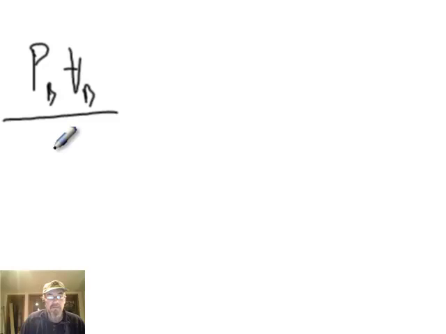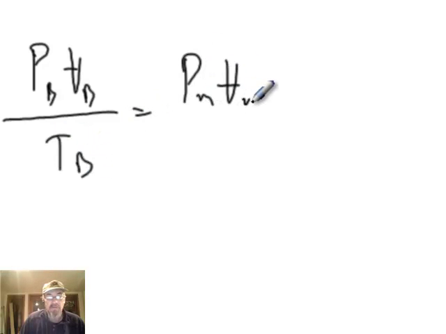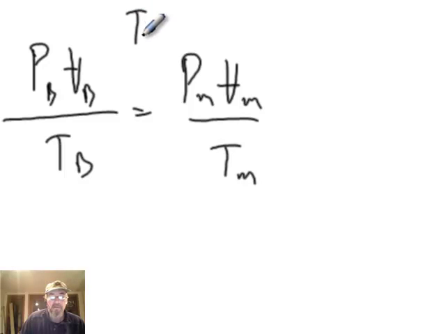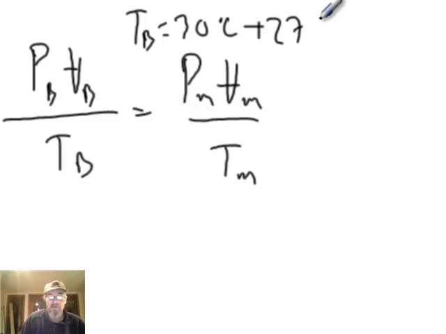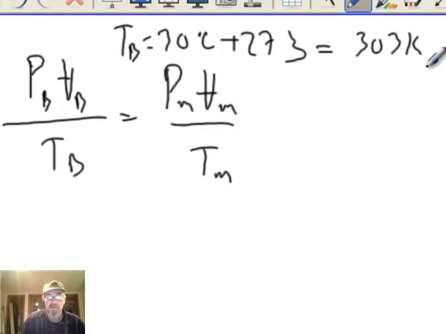Well, let's set this problem up this way. The pressure on the beach times the volume on the beach divided by the temperature on the beach is pressure on the mountain times volume on the mountain divided by temperature on the mountain. We know our temperatures are going to have to be in kelvins, so let's do a little conversion there. The temperature on the beach was 30 degrees C. We'll add 273 to that, and we'll come up with 303 kelvins. So that's what's going to have to go in for TB.